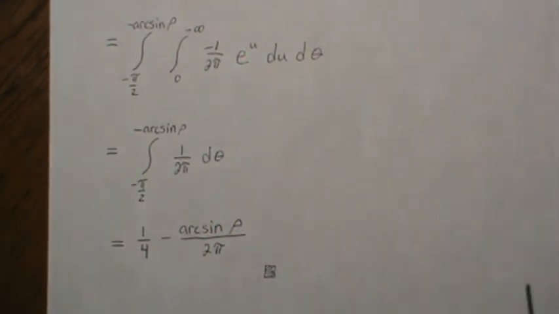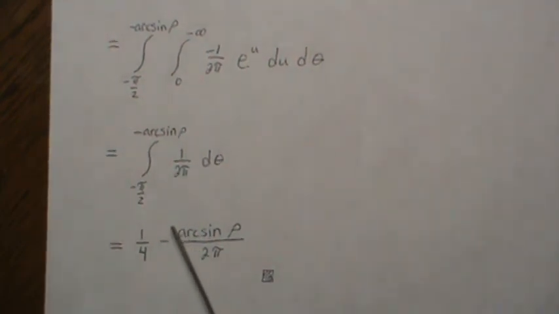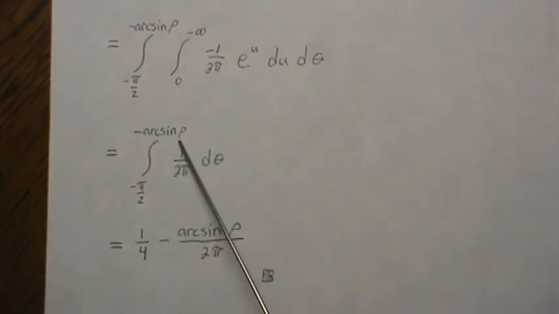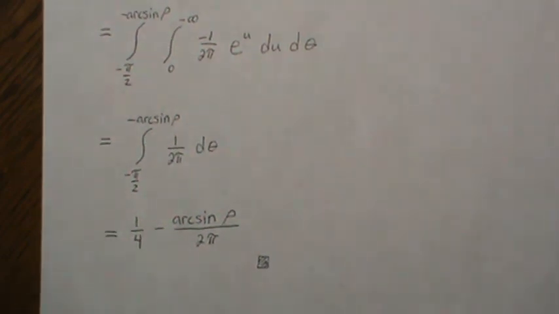And what's interesting is when rho is negative, then we go from minus 2 pi to positive arc sine of rho. But when rho is negative, it actually can be brought out here and made positive and negative. So it actually ends up being the exact same integral. Well, anyway, that's all I have for today.